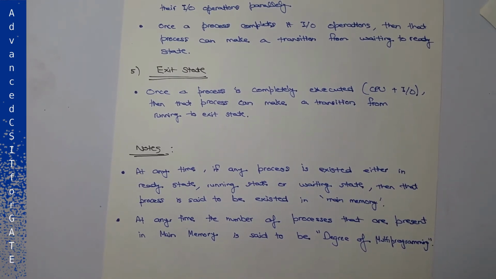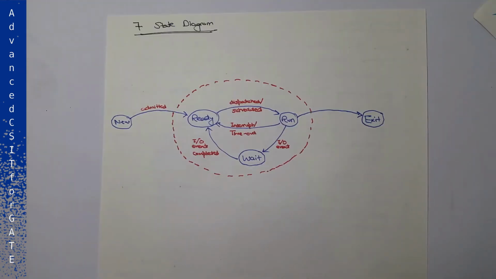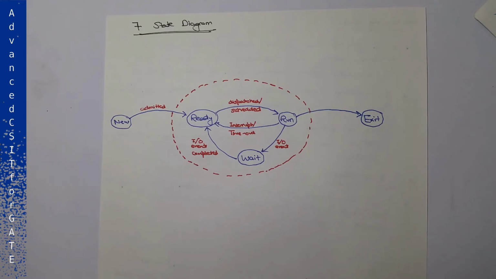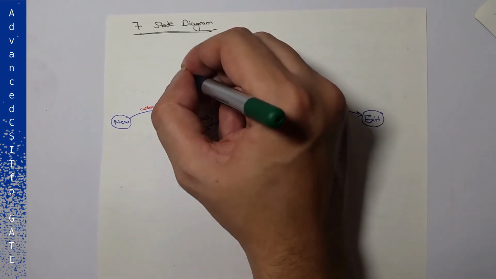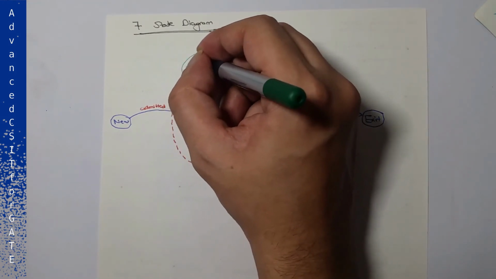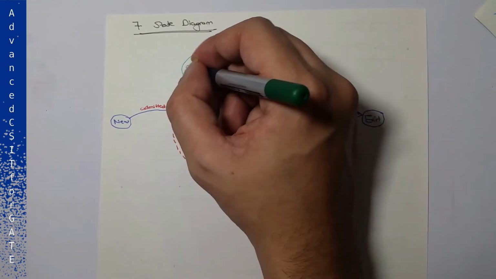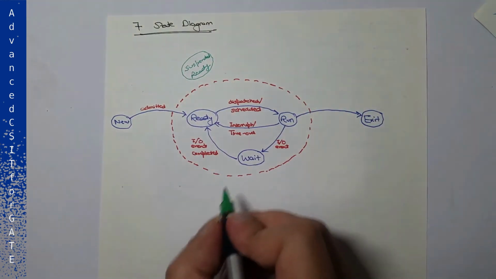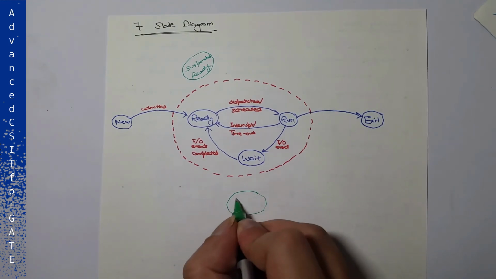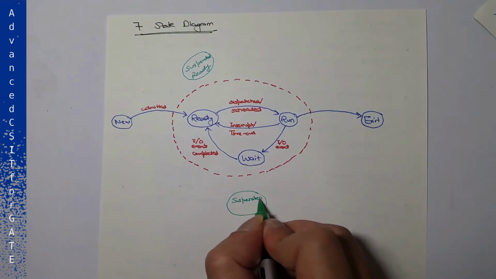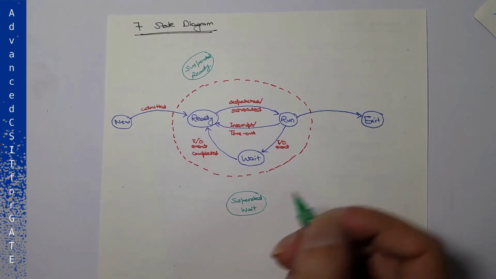So that was a 5-state diagram. Now let's see a 7-state diagram. In the 7-state diagram, we add 2 additional states to a 5-state diagram. So this is a 5-state diagram, and we'll add 2 states. Those are suspended ready state and suspended wait state. One more important thing about these states is that they would not be in main memory, they would be in secondary memory. So a suspended ready state and a suspended wait state.